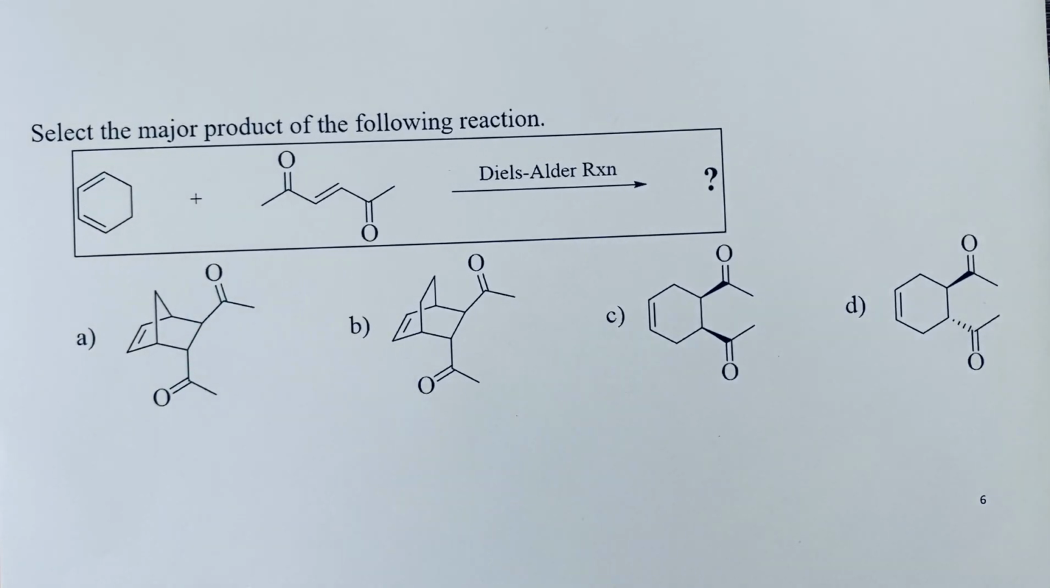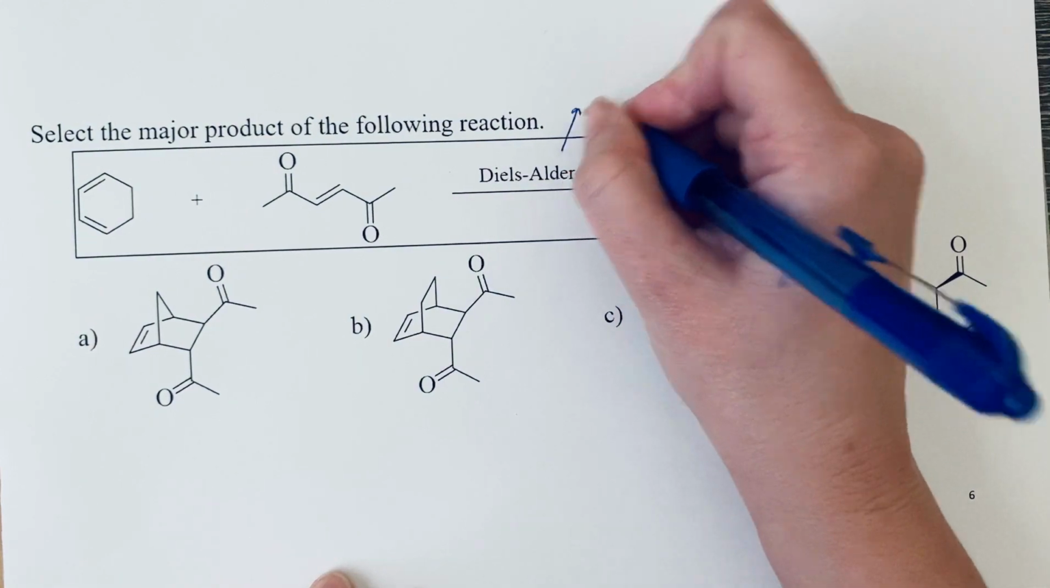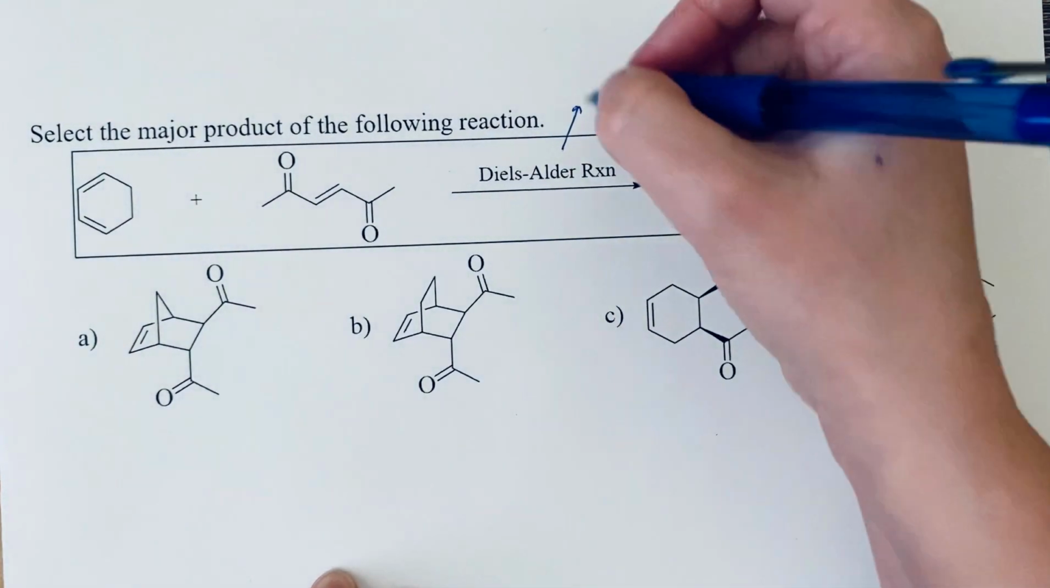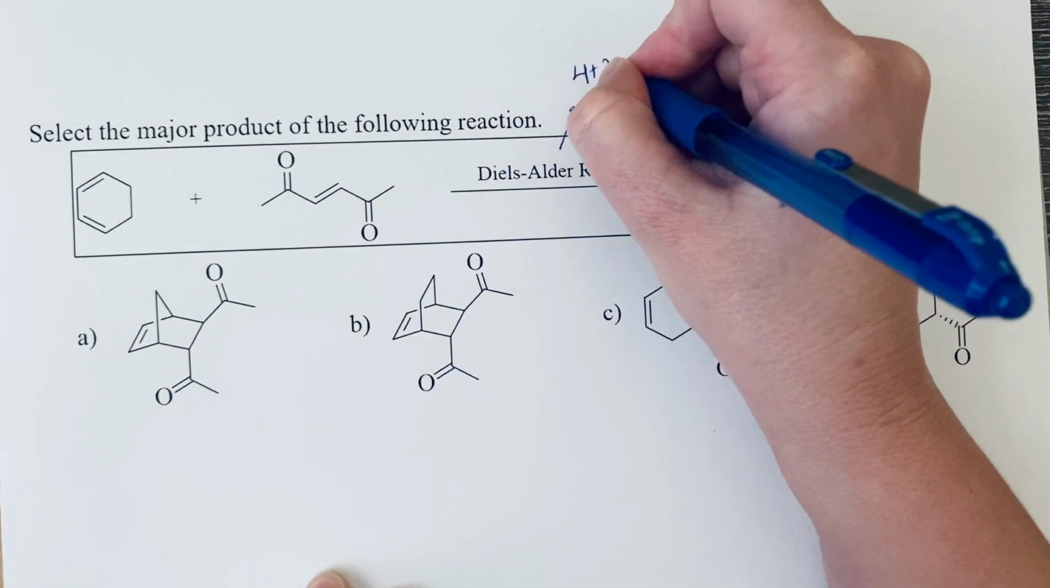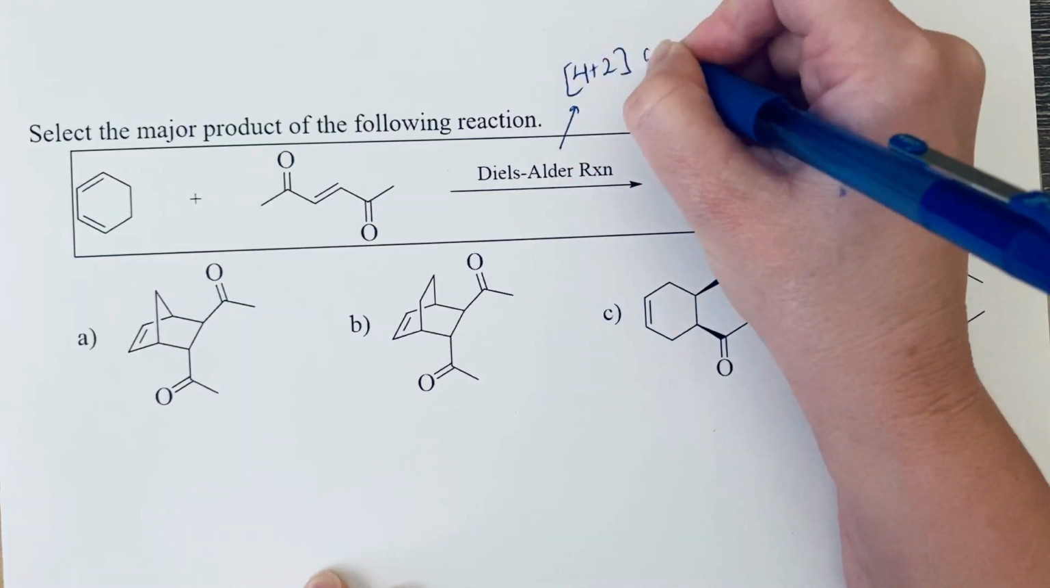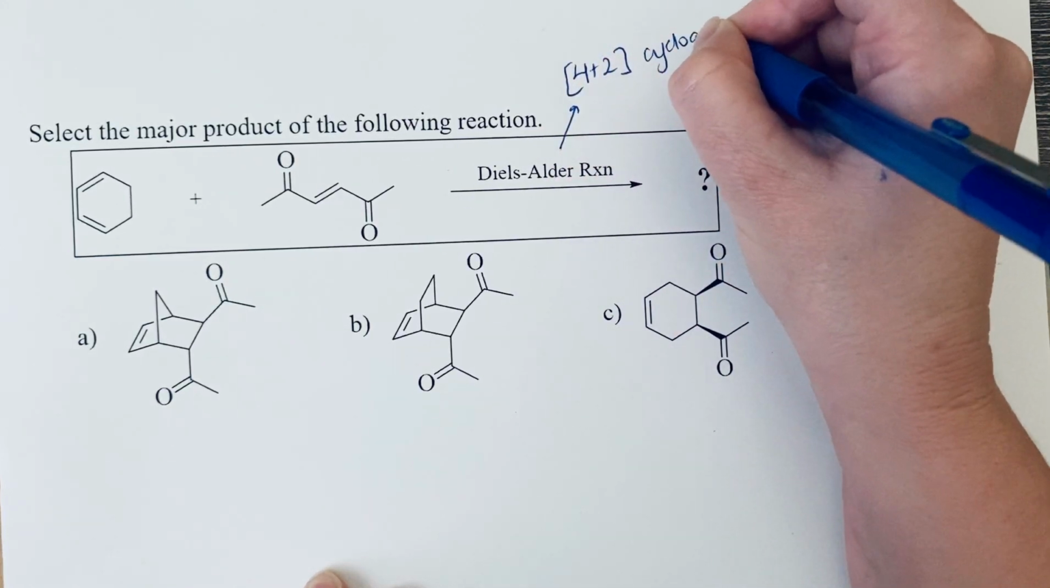Select the major product of the following reaction. And we see over the reaction arrow, it's telling us that this is a Diels-Alder reaction. So let's recap what a Diels-Alder reaction is. So this is what we call a 4+2 cycloaddition reaction.